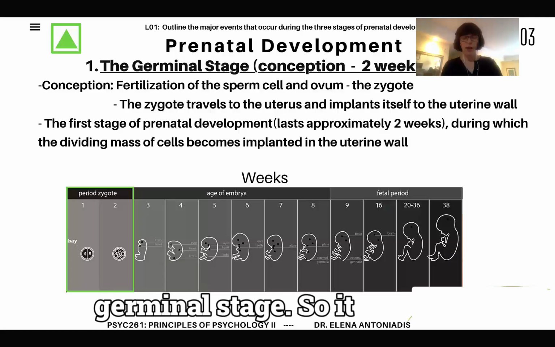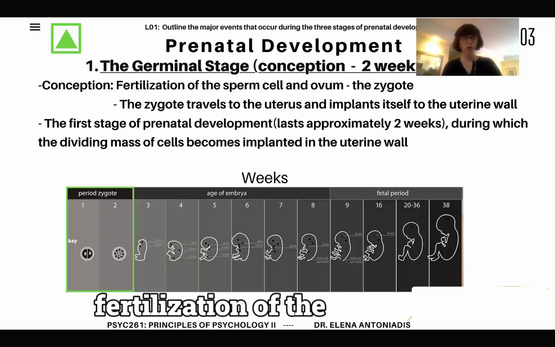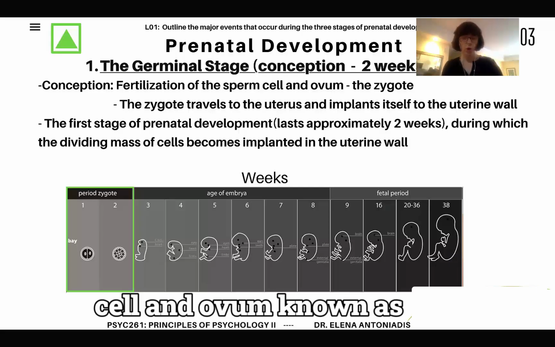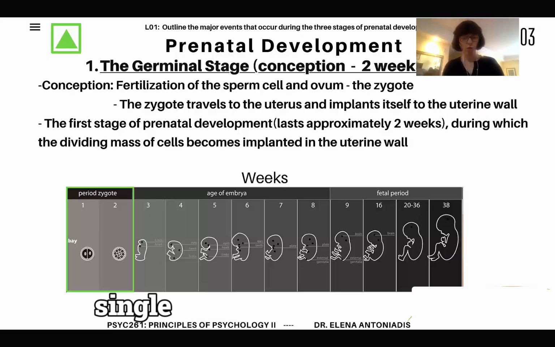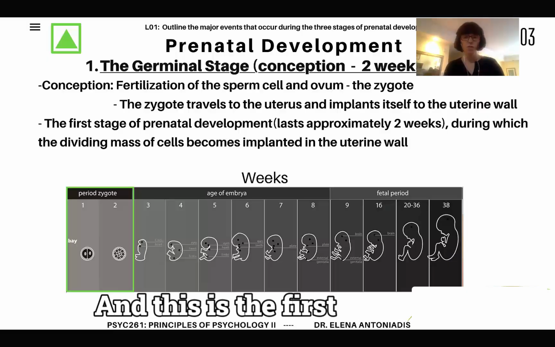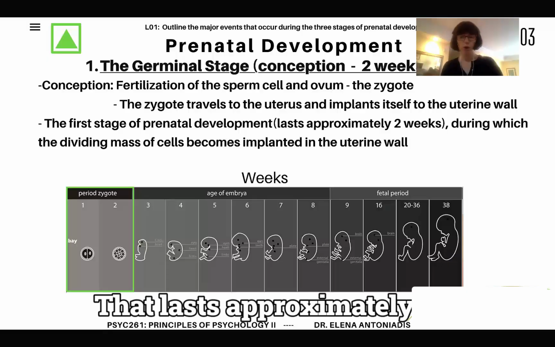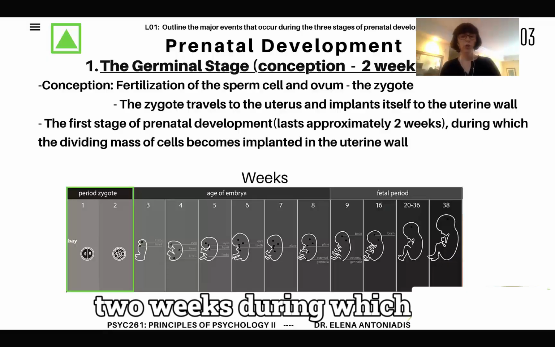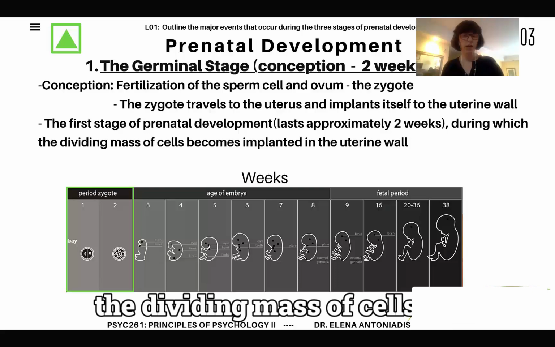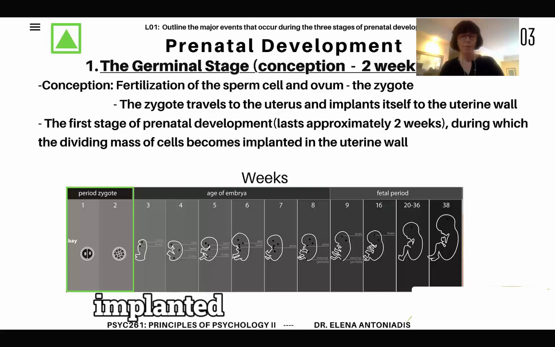So it starts with conception, or the fertilization of the sperm cell and ovum, known as the zygote. Once it forms a single cell, it is a zygote. And this is the first stage of prenatal development that lasts approximately 2 weeks, during which the dividing mass of cells from the zygote becomes implanted in the uterine wall.